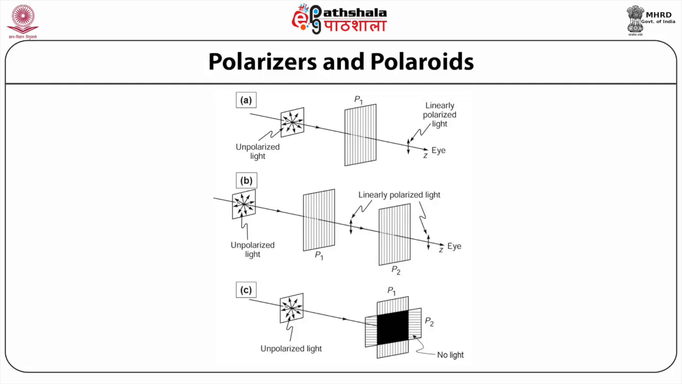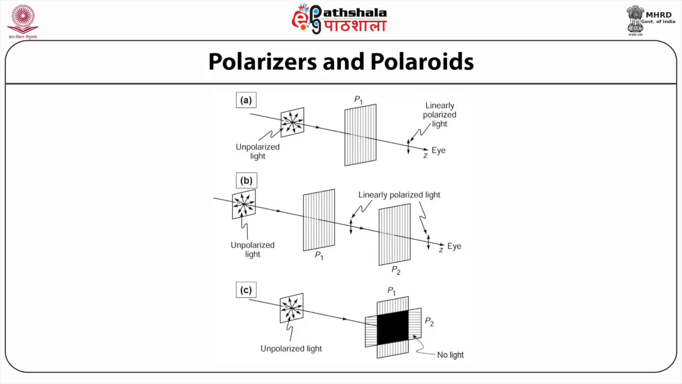So in the picture shown here, if you have unpolarized light coming from some source and you put a polarizer in front of it, the light passing through the polarizer will have a polarization axis that is parallel to the polarization axis of the polarizer. So if you have a linear polarizer, you obtain linearly polarized light.